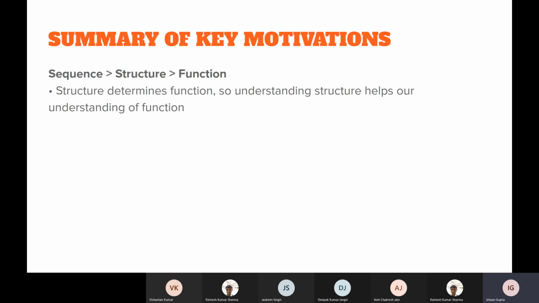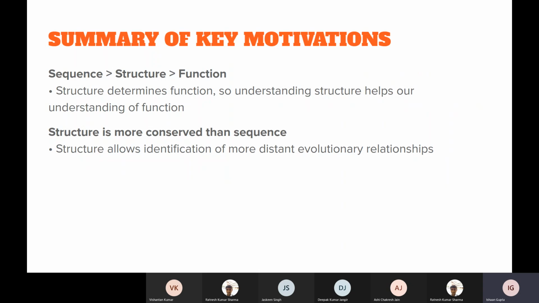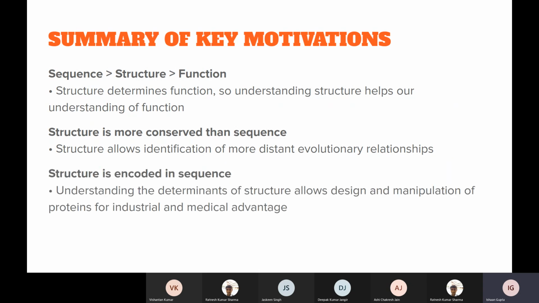The key motivation is that the sequence of a protein gives rise to its structure, which gives rise to its function. If structure determines function, understanding the structure will help us understand the function of a protein. Structure often is more conserved than the sequence. If you are looking at structures of proteins performing similar functions, most likely they would be much more similar to each other in shape than in sequence. And the third motivation is that the structure is encoded in the sequence.